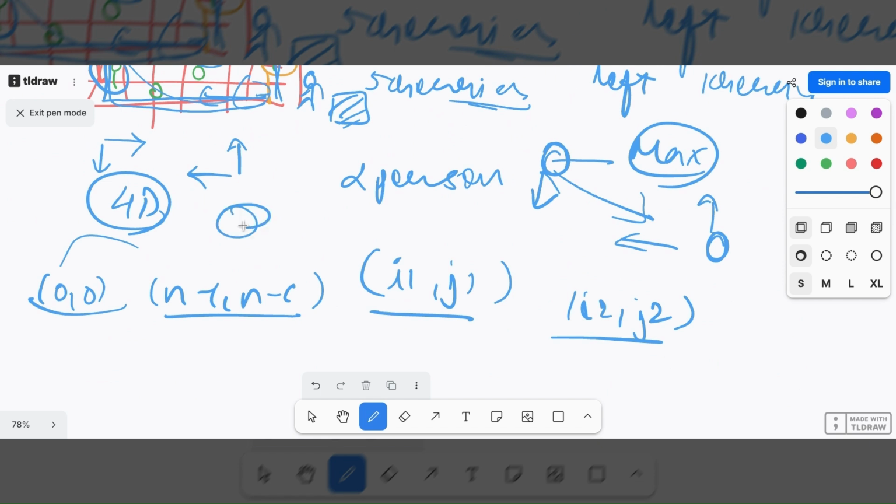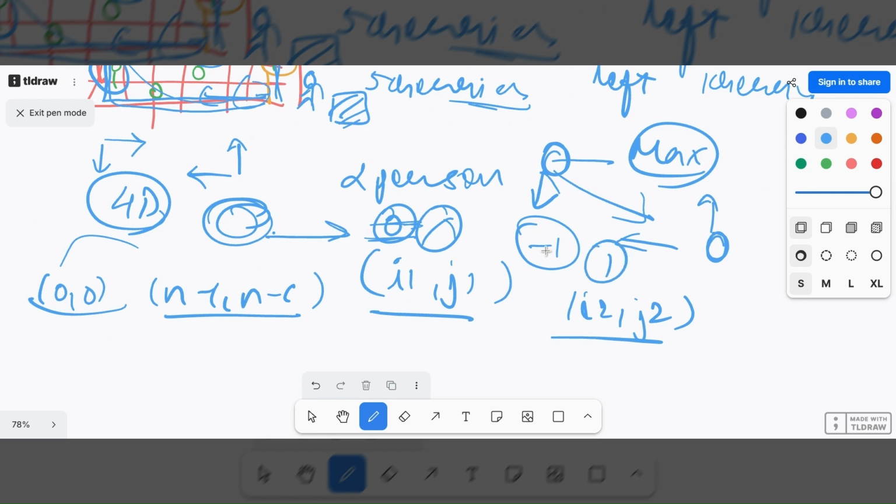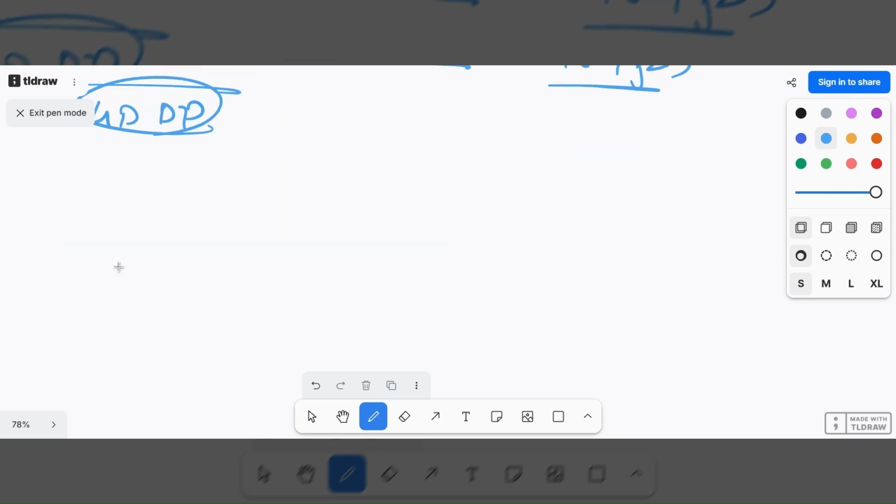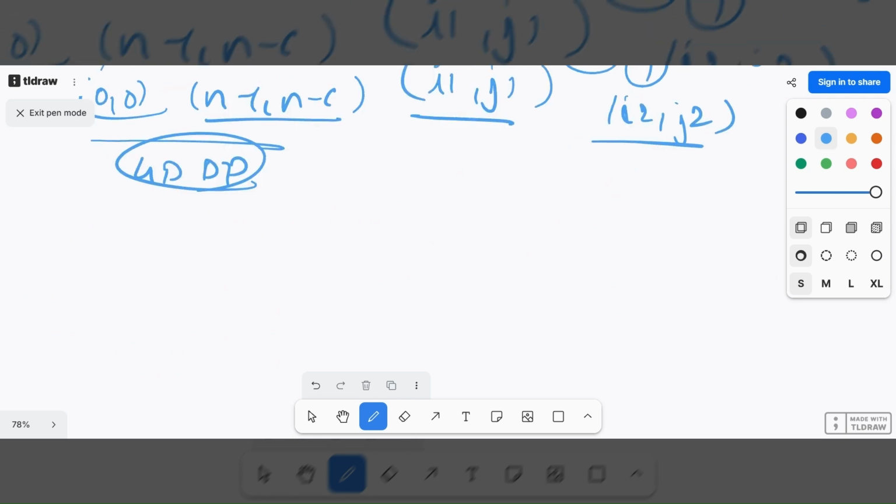Like if the person is here and if there is a cherry, pick it, and make the cell 0 now. So there is no cherry now here. Or make it empty. So empty cells are maybe marked as minus 1 or 1, anything, and cherry cells are marked with some other numbers, so that you know. And you can do such number of things which you want to do. But the main logic lies here about the 4D DP. Why 4D DP? Because in the DP there are four changing variables which we need to store, which are I1, J1, I2, J2.